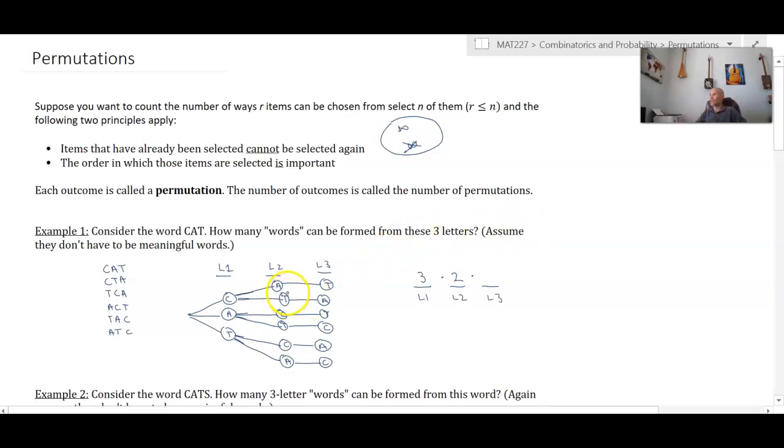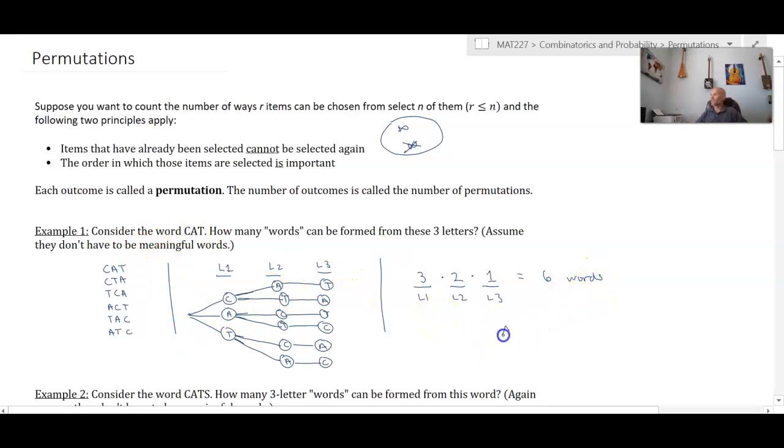And now for letter 3, because 2 of them are already gone, 2 fish have been pulled out of the pond, we only have 1 possible letter for the third letter. And so this gives us 6 different words that we can form. So we have the 'let's list them all out' approach. We have, let's come up with something a little bit more formal so that we don't miss any arrangements. And then let's do it without listing any arrangements at all.